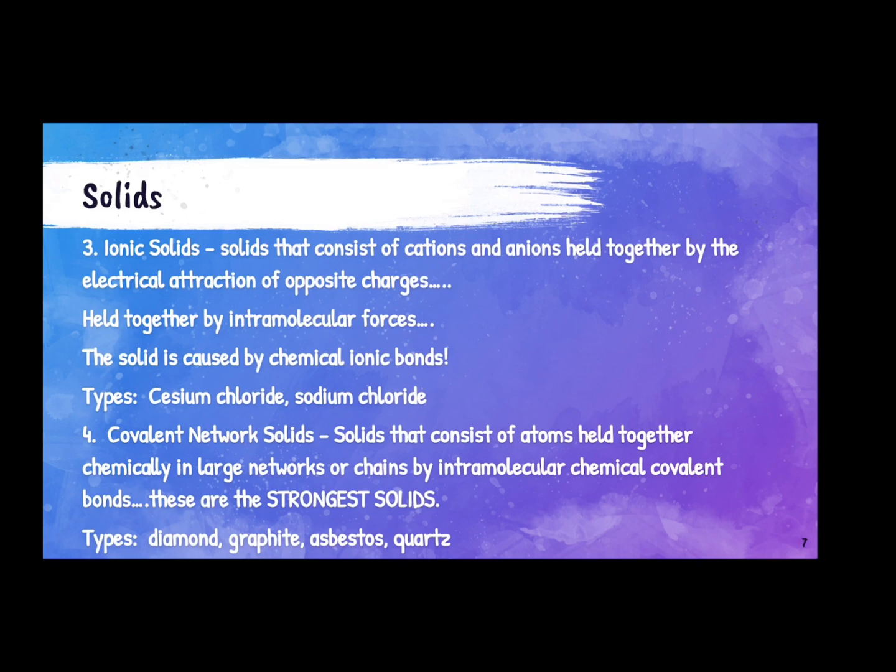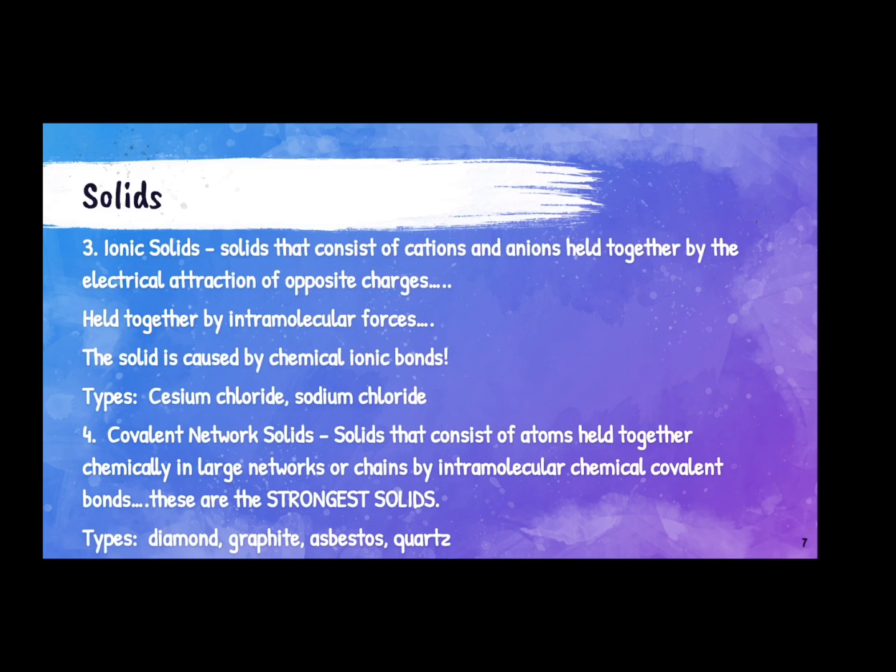Next, we have ionic solids. They consist of cations and anions held together by the electrical attraction of opposite charges. Those are going to be held together by intermolecular forces. So it's when you have like a metal and a non-metal, their electrons are being transferred. There's electrical charges because one of them's positive, one of them's negative. Those are going to be a lot harder to break. Examples of this would be cesium chloride and sodium chloride, really any ionic bond.